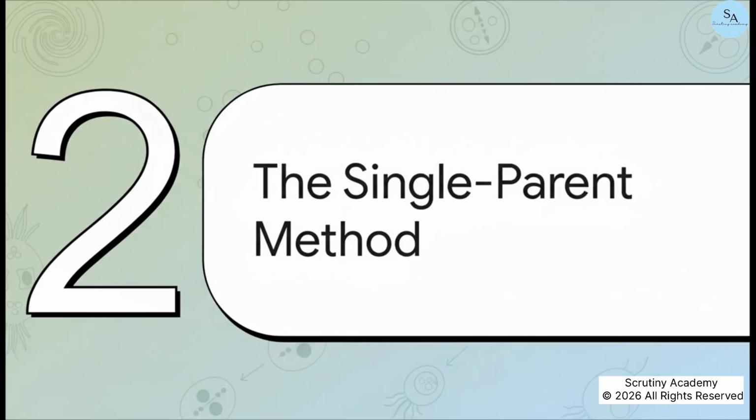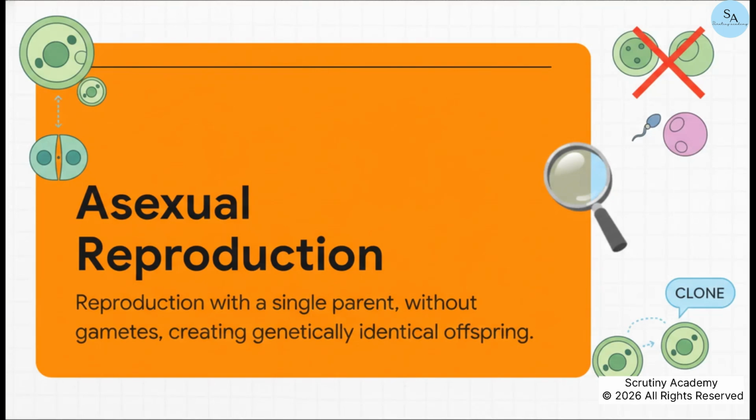Okay, so now let's zoom in on one particular reproductive strategy, one that's incredibly efficient, super fast, and only needs one parent to get the job done. Okay, this is the big one. This is your textbook definition, and you've got to know it cold for your exam. Notice the three crucial parts. First, a single parent. Second, no gametes are involved. That means no sperm, no eggs. And third, the offspring are basically genetically identical clones of the parent.